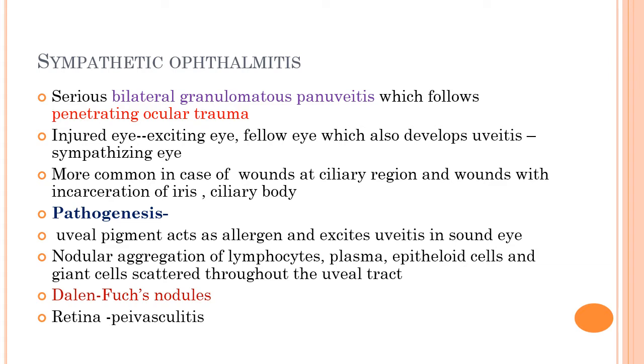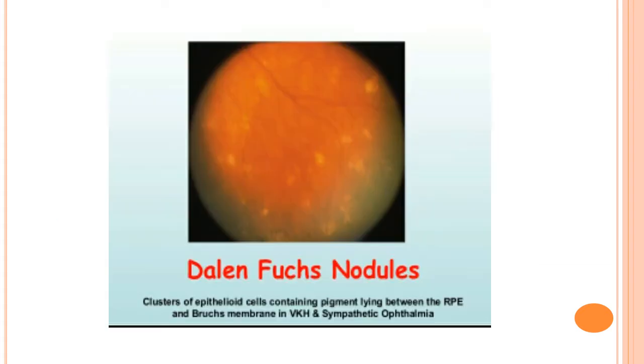ophthalmitis. Whenever the allergic reaction takes place, there will be aggregation of lymphocytes, plasma cells, epithelioid cells and giant cells throughout the uveal tract. There is a specific collection of nodules in the posterior part of the uvea. We call them Dalen-Fuchs nodules. And in the retina you also see inflammation of the vessels, that is periphlebitis. So this is how the Dalen-Fuchs nodules are seen in sympathetic ophthalmitis, in the sound eye.